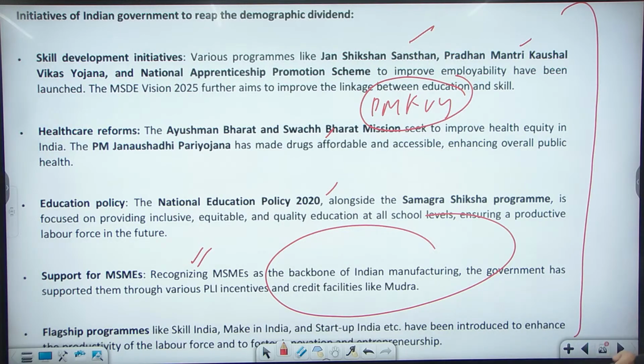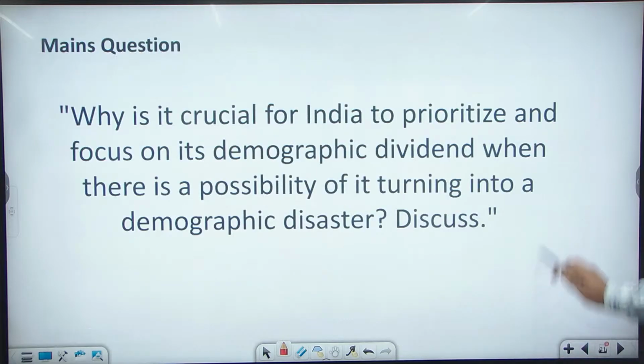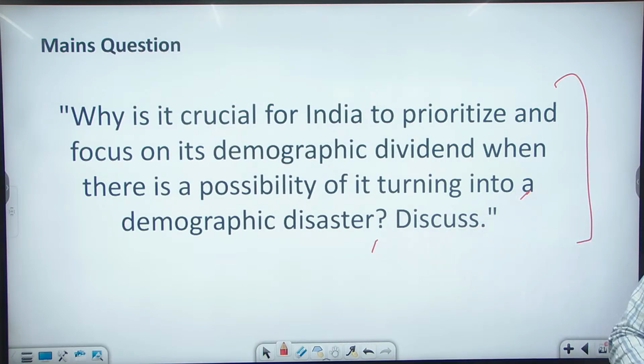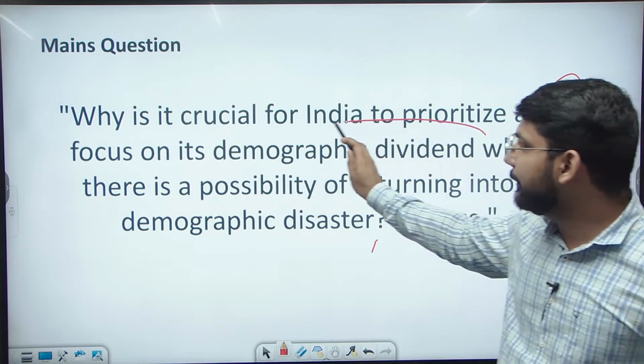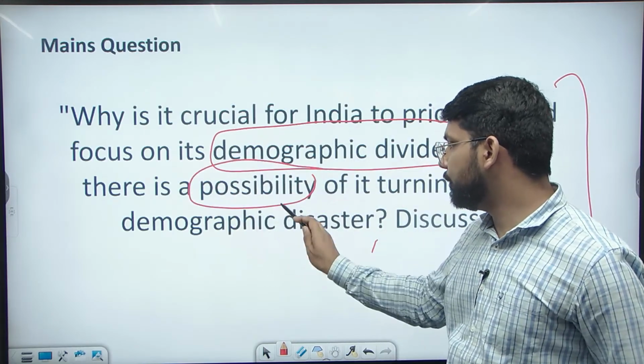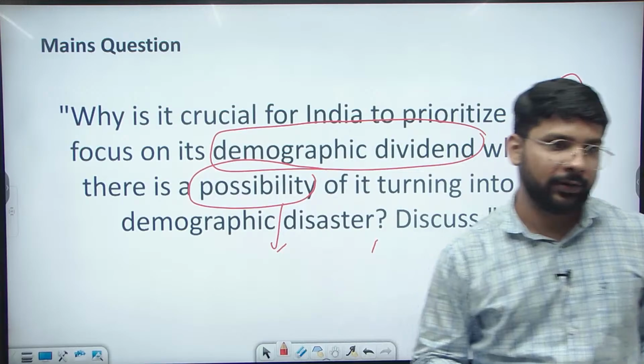There is a question related to it. Please try to answer. I will not tell you what to write, you will tell me. Why is it crucial for India to prioritize and focus on its demographic dividend when there is a possibility of it turning into a demographic disaster? Discuss. Demographic dividend, there is a possibility to turn into a demographic disaster. What will you write?